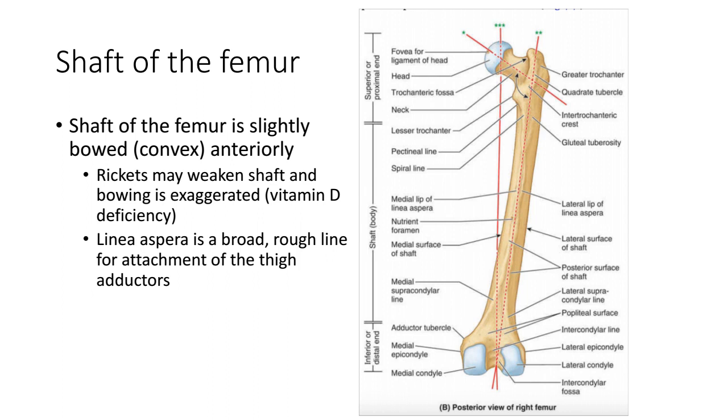The shaft of the femur is slightly bowed or convex anteriorly. A disease called rickets may weaken the shaft, and then the bowing is exaggerated. Rickets is caused by a vitamin D deficiency and can cause bow-leggedness. The linea aspera is a broad, rough line for attachment of the thigh adductors that is on the shaft of the femur.